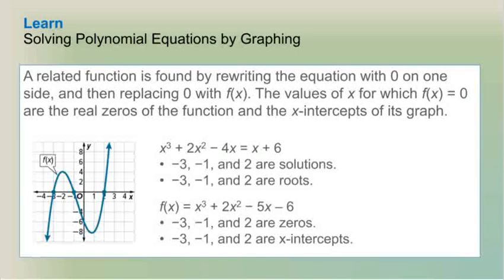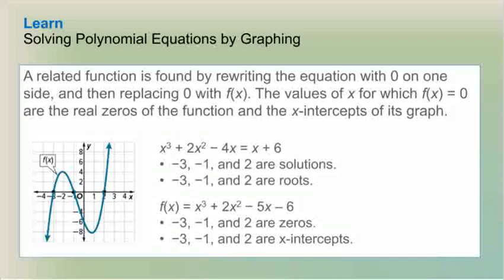So in this example, x cubed plus 2x squared minus 4x equals x plus 6. The solutions are -3, -1, and 2. Those are also named as the roots. What they did first was get everything to one side and then made it equal to 0. So then you end up with a polynomial function of x cubed plus 2x squared minus 5x minus 6, equal to 0. You can see the function there, and you can see they cross in these exact locations.